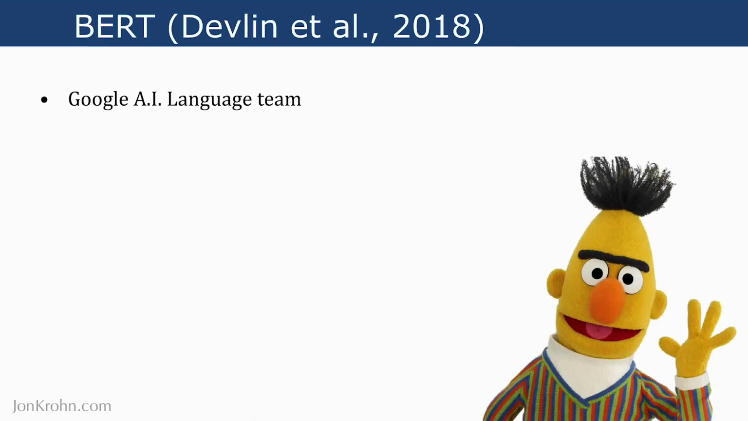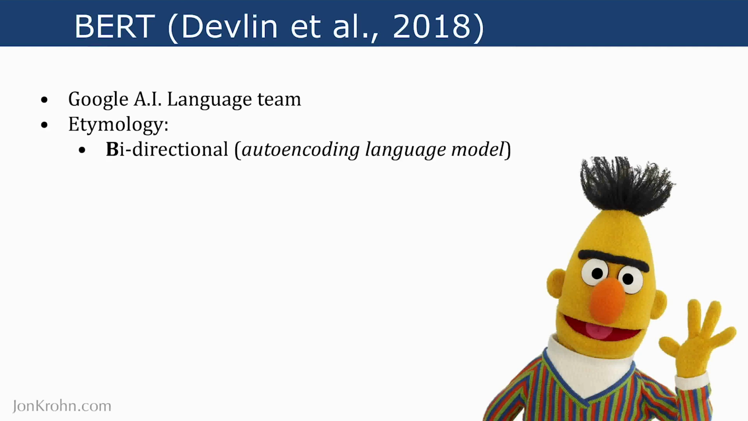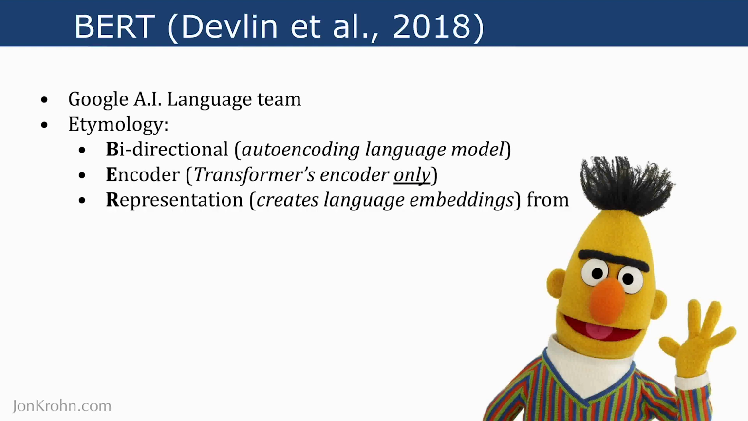BERT built on that, and it was created by the Google AI language team. The etymology of this is bidirectional, meaning that it's an auto-encoding language model, so it takes context from before and after. It's an encoder only, which is interesting. Earlier when we were talking about transformers, I showed how we encoded and then decoded. With BERT, we encode only. It learns representations. It creates language embeddings from transformers. So that's where BERT comes from.